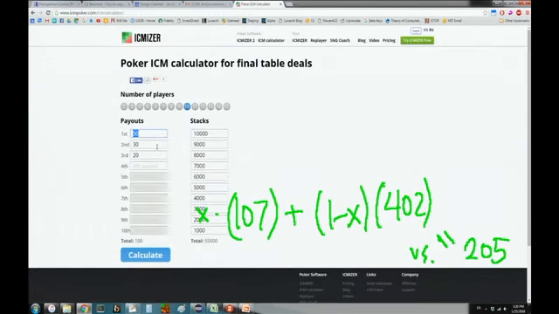Okay, so it's a bit tricky because you have to put in the exact payouts. So I think at the time they were like 18.5. This is all as a percentage of the total pot. So I forget exactly the numbers, but it was something like this. Okay, and then you type in the stack sizes.